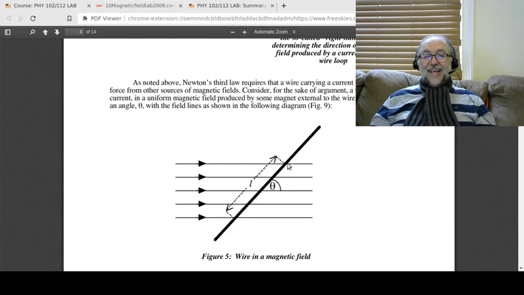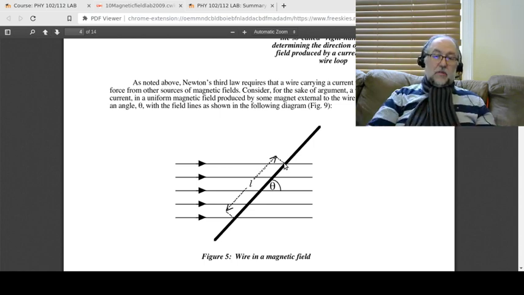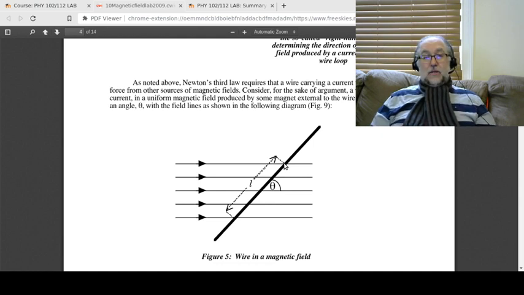Notice that it's a length L, little L here. That's the length of the wire that is bathed within the magnetic field. The second thing to note is this angle theta. Notice that the wire isn't necessarily perpendicular to the magnetic field, which is when you would get maximum, or parallel to the magnetic field, which is when you would get zero. It's at some angle theta, and it's carrying a current I.